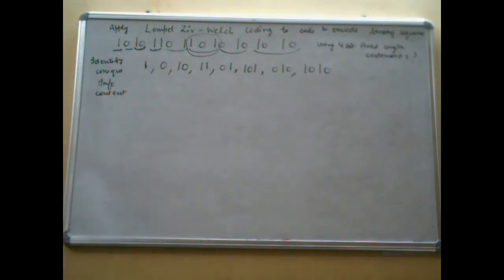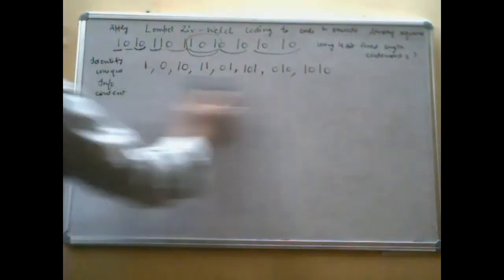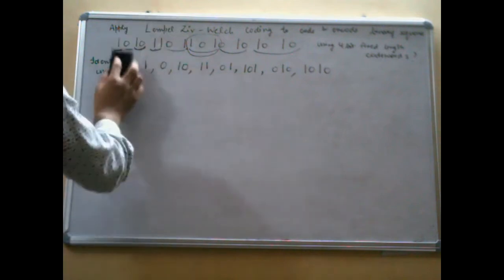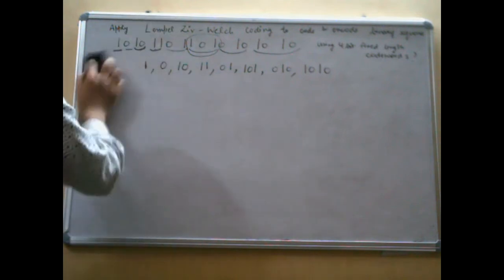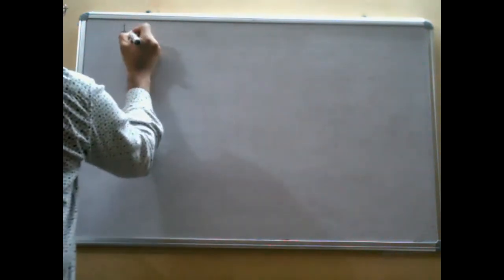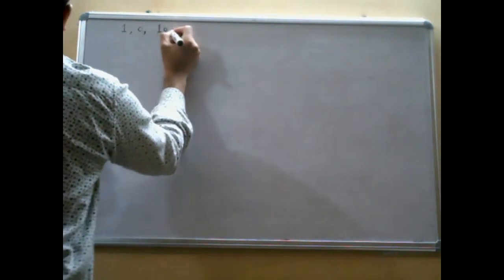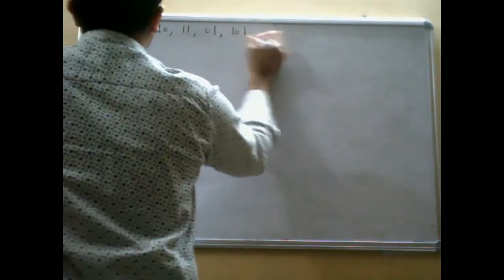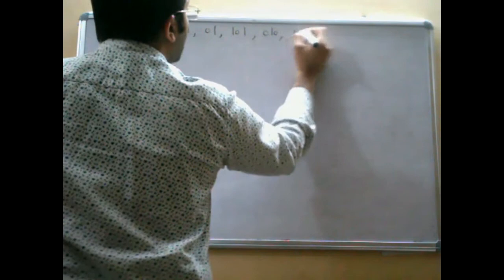I'm going to erase this. Just note down this unique information content. I will write it down again at the top. Write down again at the top the information that was obtained. First was 1, then 0, then 1 0, 1 1, 0 1, 1 0 1, 0 1 0 and 1 0 1 0.